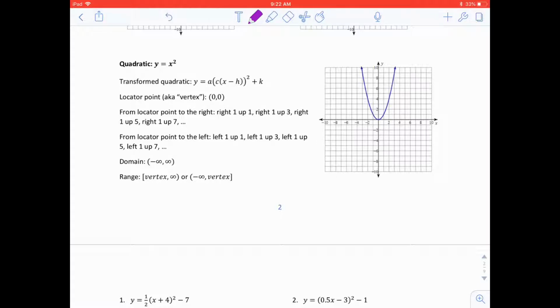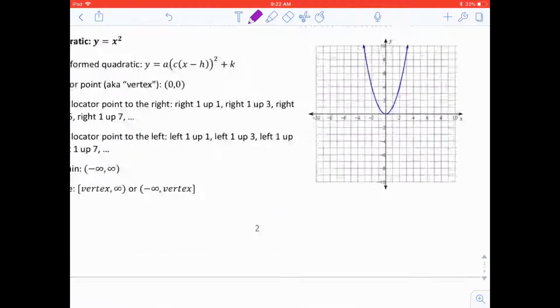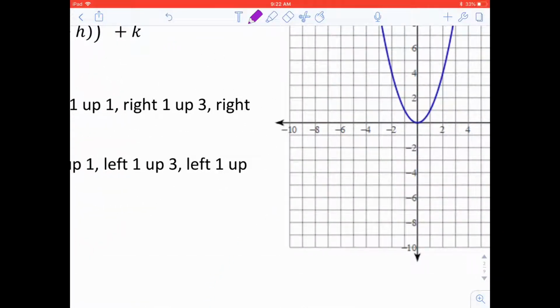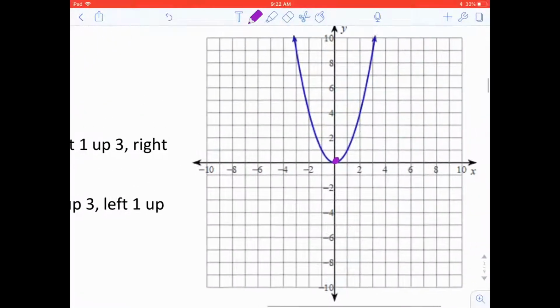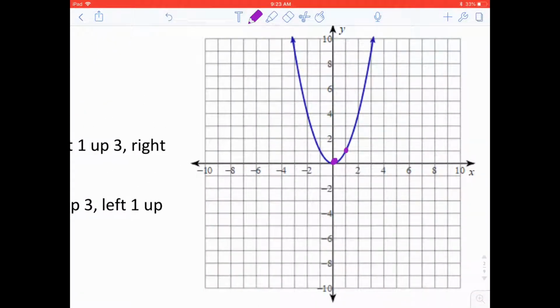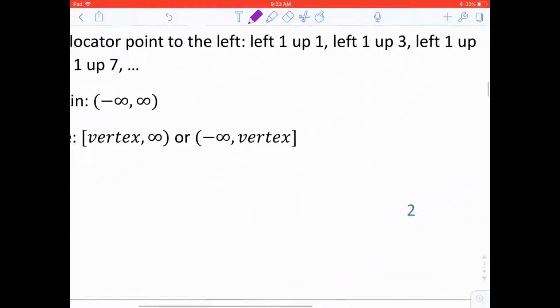So again, you can see that the locator point is at 0, 0, and we're going to call it a vertex. And then quadratics grow in a different way. They go over 1, up 1 first, and then over 1, up 3, and then over 1, up 5. The pattern continues: over 1, up 7, over 1, up 9, over 1, up 11. So that's the pattern there for how they grow.